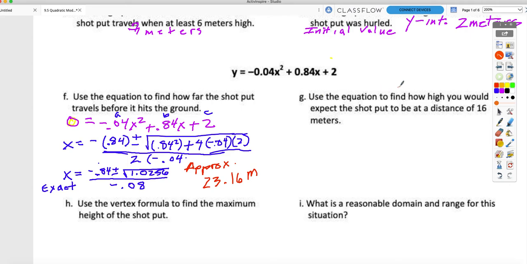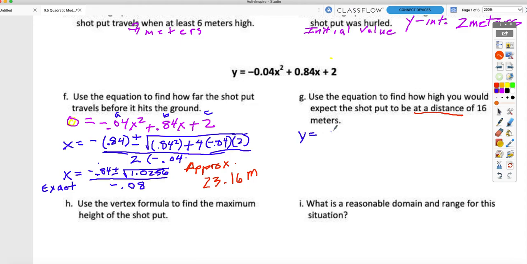Okay, let's see if we can do this one faster. Use the equation to find how high you would expect to be at a distance of 16 meters. Okay, that's a little different. So I'm going to say this time I have a distance of 16 meters. That's an x. So this is easier. Let's go ahead and substitute that 16 meters, which is distance.